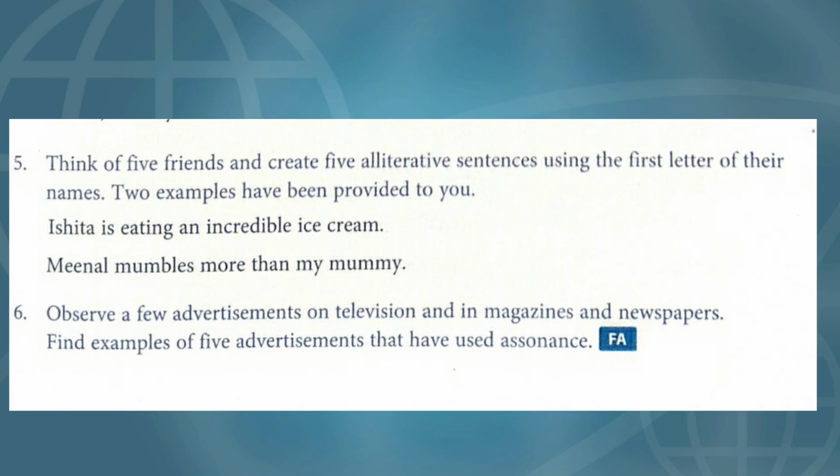Let me move to the sixth question. Observe a few advertisements on television and in magazines and newspapers. Find examples of five advertisements that have used assonance. So assonance means, you know very well, internal rhymings. If you could hear the internal rhymings, that technique is known as assonance. Here we have discussed and completed the poem, as well as the two techniques from the poem, alliteration and assonance. And now let's move to contraction, one of the techniques which we use in written as well as spoken language.